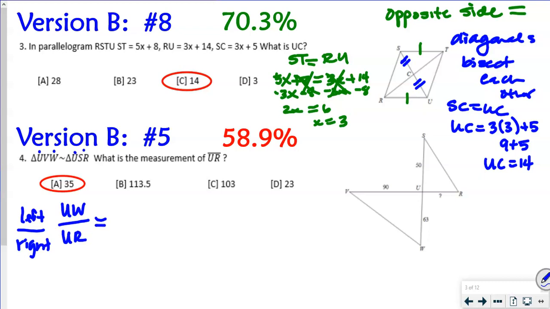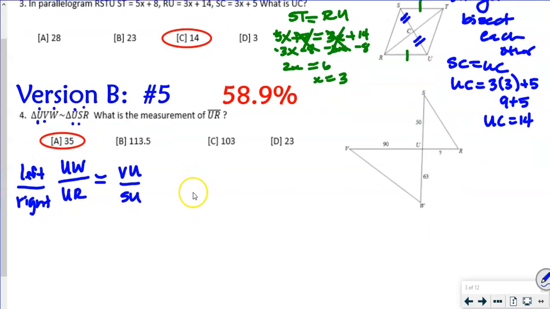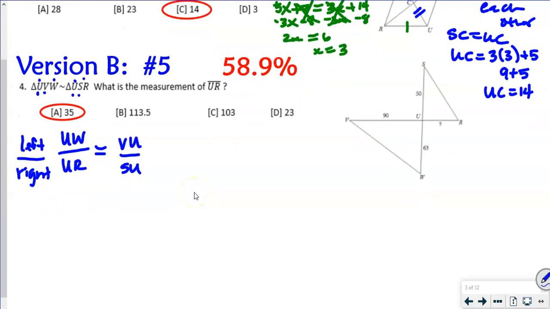And what else do we have? Don't we have UV? Or VU, we can say. What does VU map to? VU maps to SU, right? Okay, so that's how we're going to set this problem up, okay? So now we're just going to look and see what those measures are.